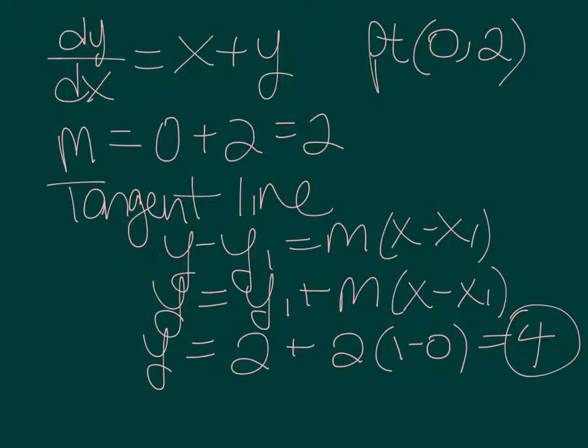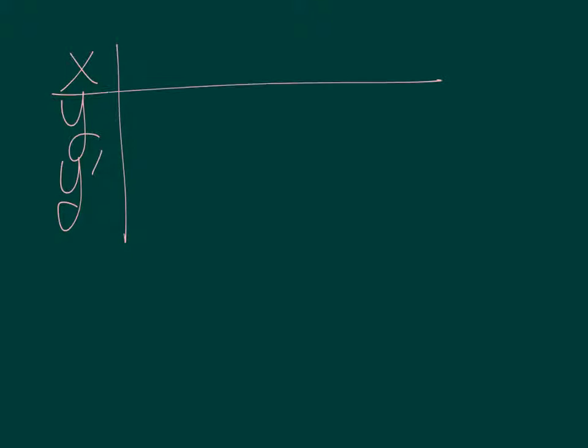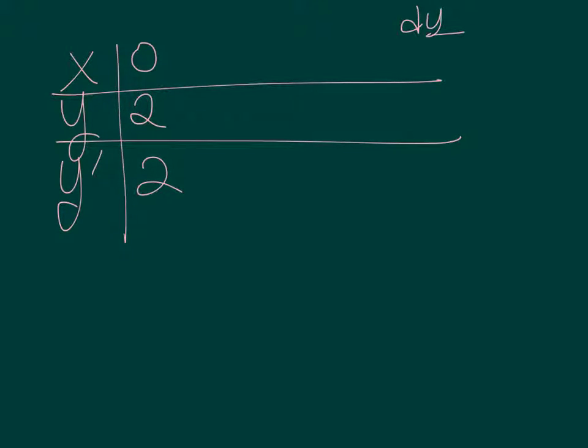Instead of looking at a tangent line going from x equals 0 all the way to x equals 1, let's take smaller steps. So let's make a little bit of a chart to organize our numbers. Starting when x is 0, we know y is 2, and we know the slope there is 2, because remember we're using dy/dx is equal to x plus y. That's giving us our slope at every point.